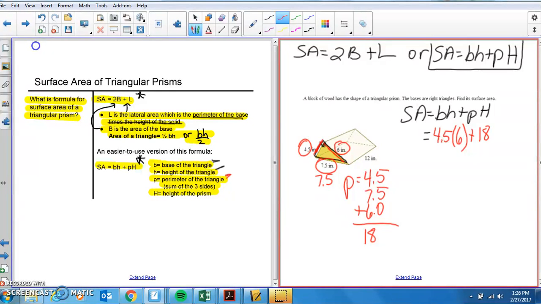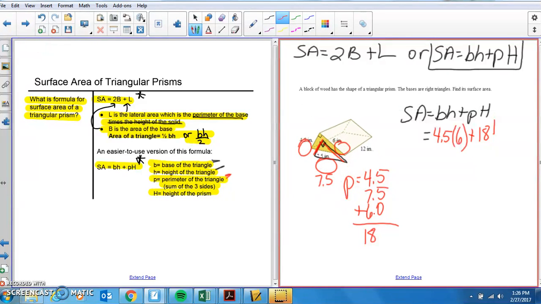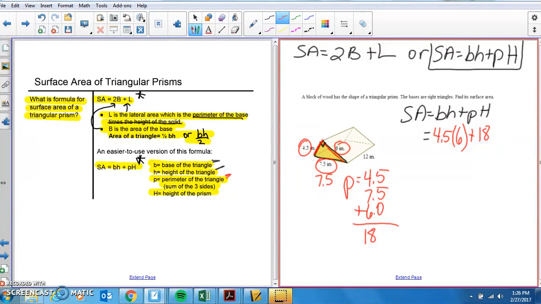So I'm going to substitute that into the formula. Now my uppercase H represents the height of the prism. I need to erase that real quick. The height of my prism is the distance that connects one base to the other. So this is the distance that connects those two bases. So my uppercase H is 12.